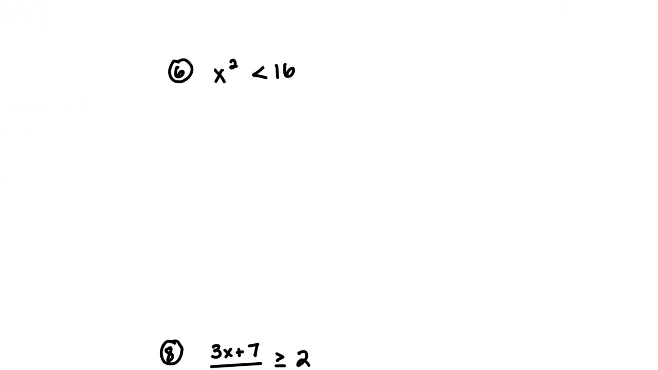And number 6, we can solve this 2 ways. We can look at this and say, well, if I just make this x squared equals 16, I can do like I did with the square root method. Square root of the left equals plus or minus square root of the right, x equals plus or minus 4. So my key values are positive and negative 4. So negative 4, positive 4, and 0 is in between these.